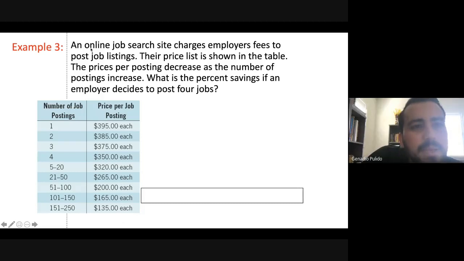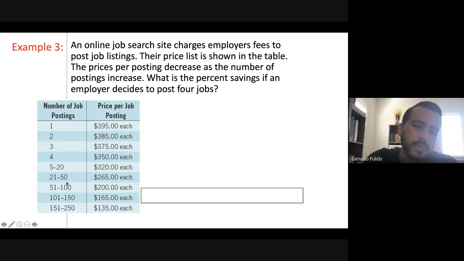Okay, example 3, we have an online job search site charges employers fees to post job listings. Their price list is shown in the table. The prices per posting decrease as the number of postings increase. What is the percent savings if an employer decides to post 4 jobs?